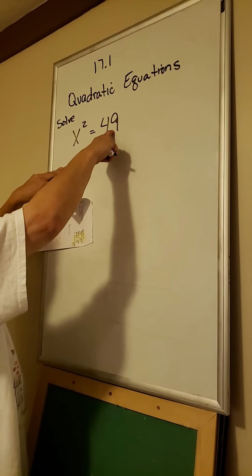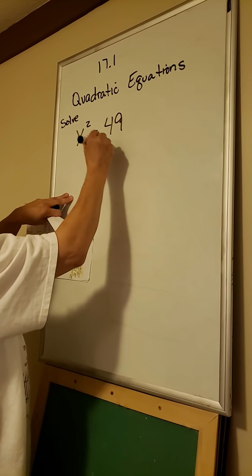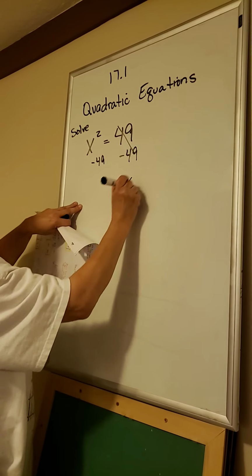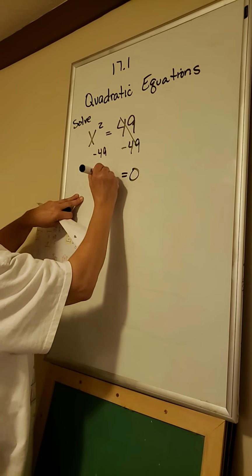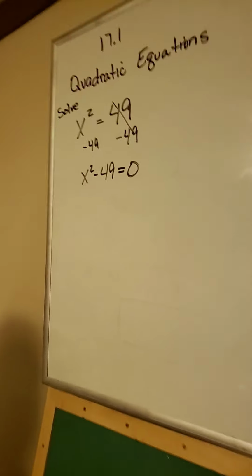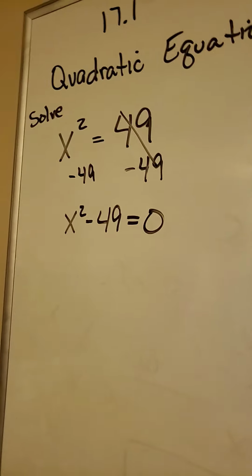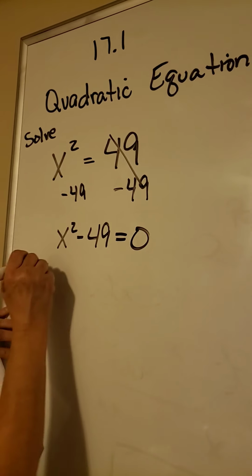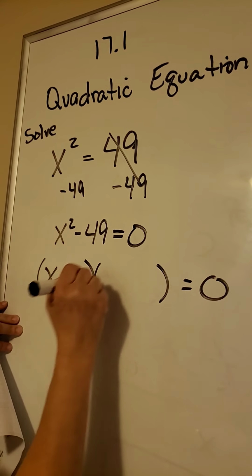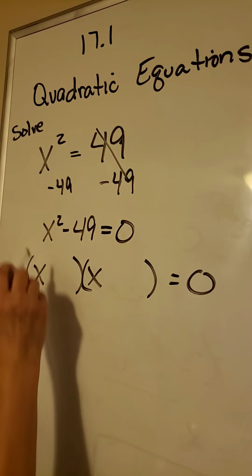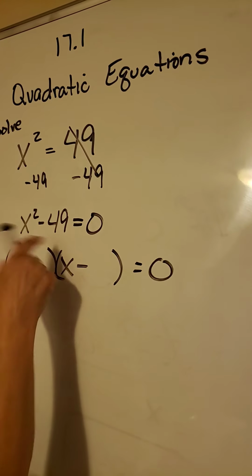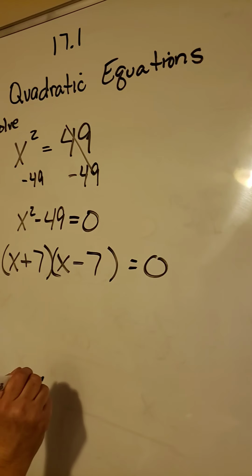To solve it, I have to move 49 to the other side. I do that by subtracting 49 from both sides. That cancels, leaving me with 0 equals 49 x squared. So they're both perfect squares, so I go ahead and factor like I did in my previous problem that we just got done with. I know x has to be in my A position. I know that I'm going to have a plus and a minus. The square root of 49, 7 times 7 is 49.